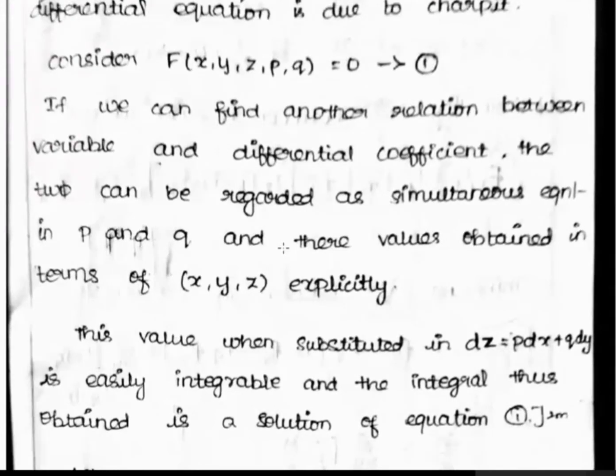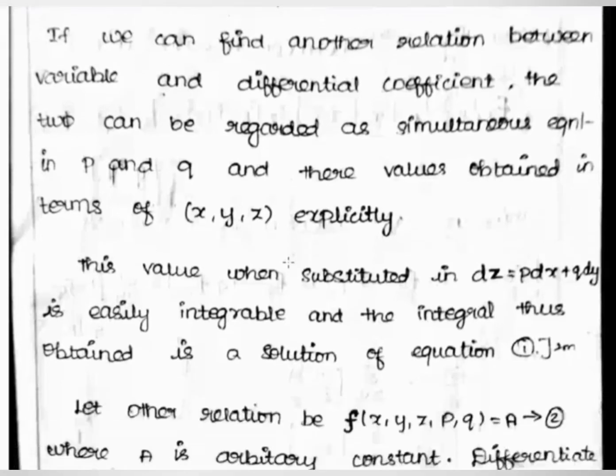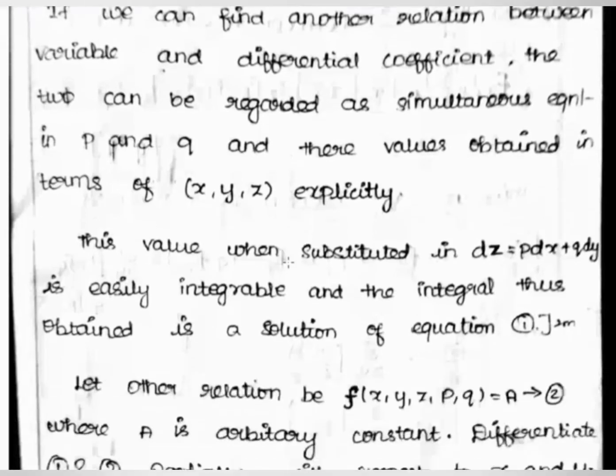So simultaneously you have to calculate and express them in terms of x, y, z. So you can identify the solution simultaneously at a time. So for identifying that solution, you can use the Charpit method here. First of all, you have to identify p and q.